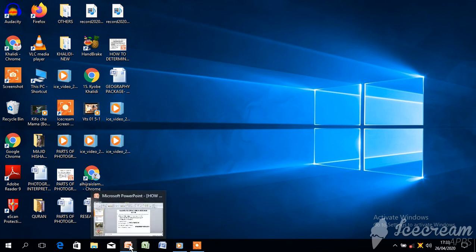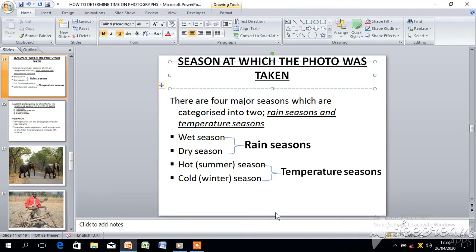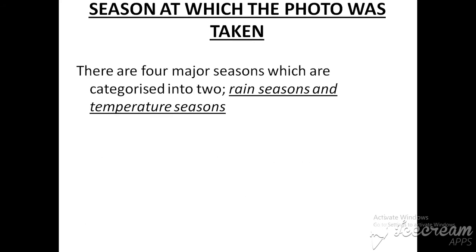So our part 2 is the season at which the photo was taken. You can also be asked to determine the season at which the photo was taken. So there are 4 major seasons. These seasons are 4, but they are categorized into 2. So we have what we call wet season and the dry season. These ones are categorized according to rainfall.